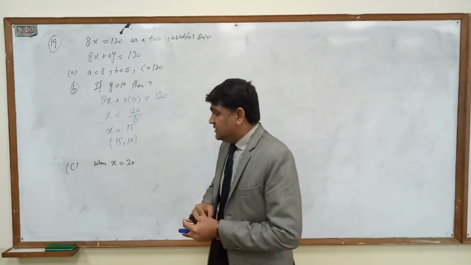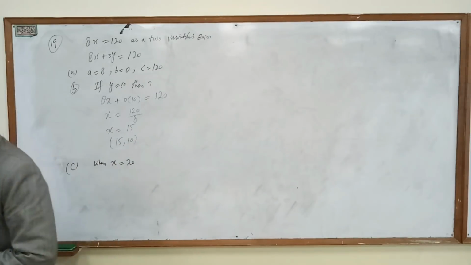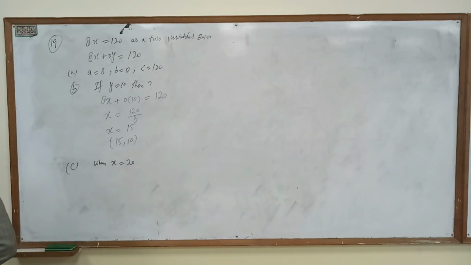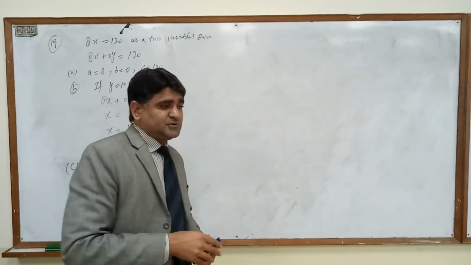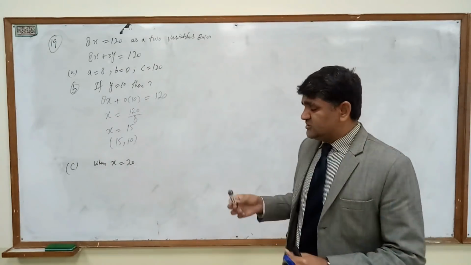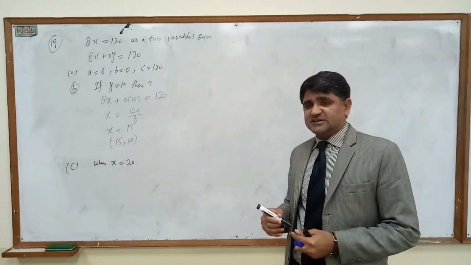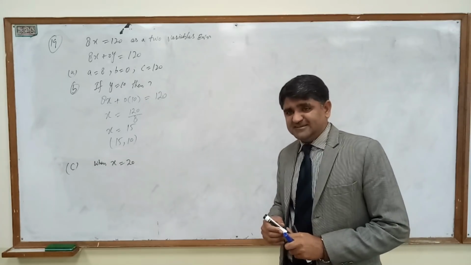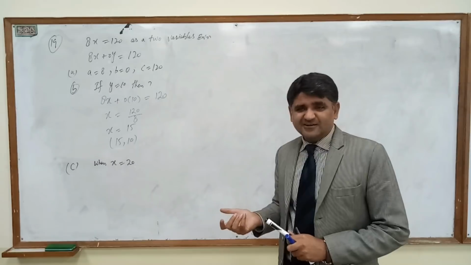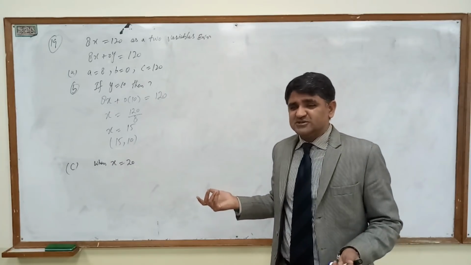Clear, students? Yes. What is part D? Verbalize the somewhat unique nature of the solution set for this equation. Somewhat unique solution set. What can be the somewhat unique solution set? In this case, x must be 15 with any value of y can be a unique solution set.